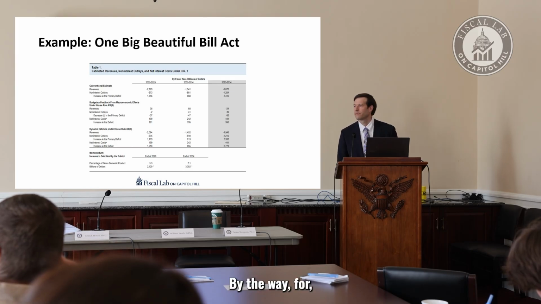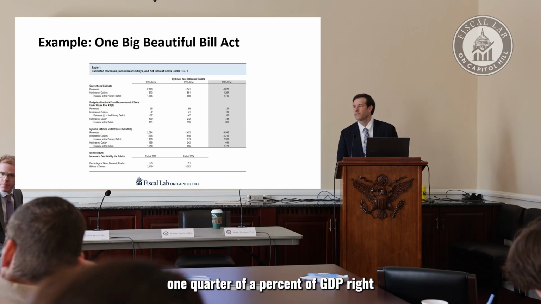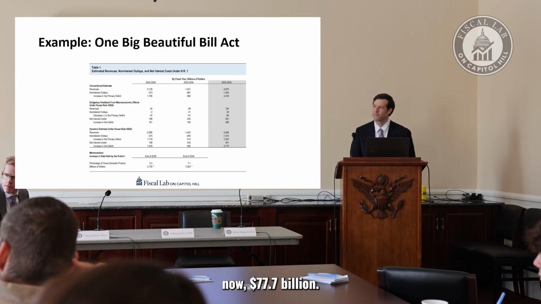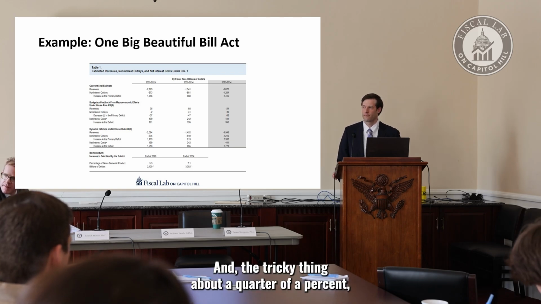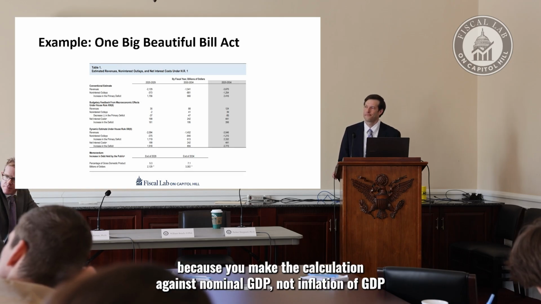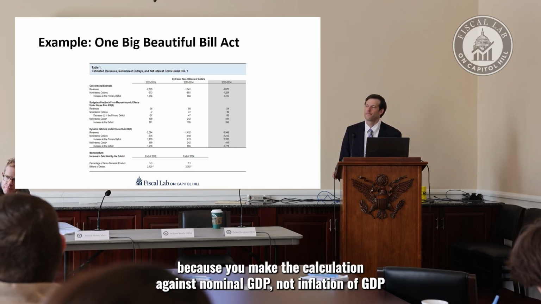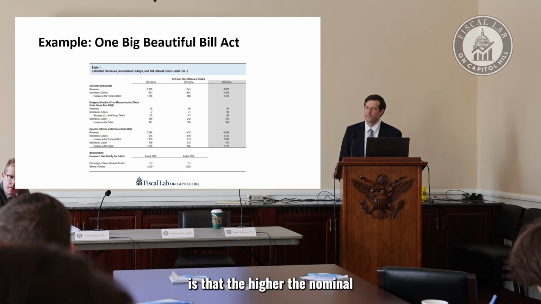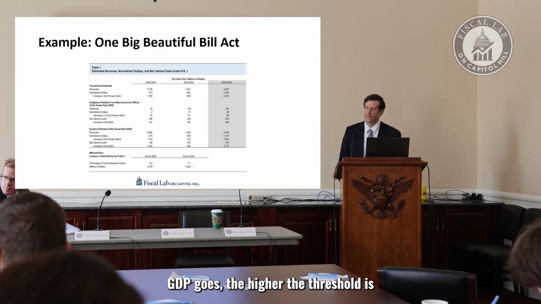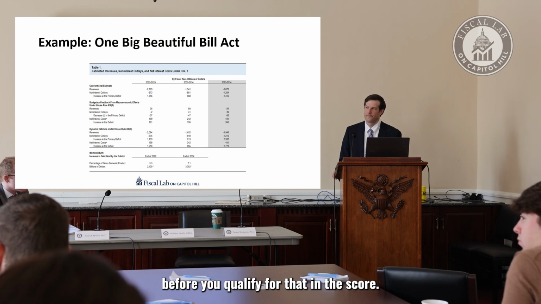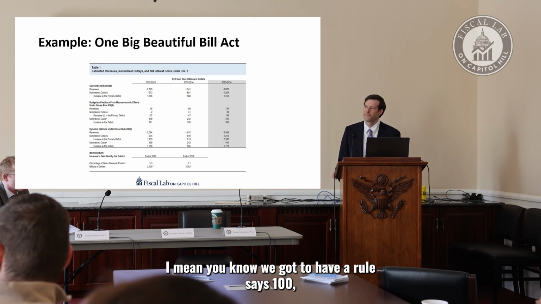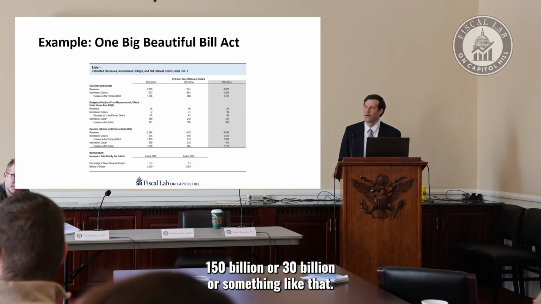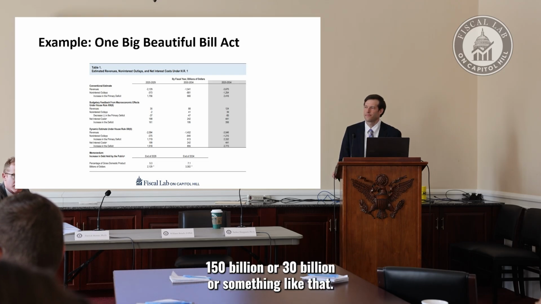By the way, Parker, 1/4% of GDP right now is $77.7 billion. Yeah. And the tricky thing about 1/4%, because you make the calculation against nominal GDP, not inflation-adjusted GDP, is that the higher the nominal GDP goes, the higher the threshold is before you qualify for dynamic scoring. So maybe we ought to have another rule. I mean, maybe we ought to have a rule that says 150 billion or 30 billion or something like that.